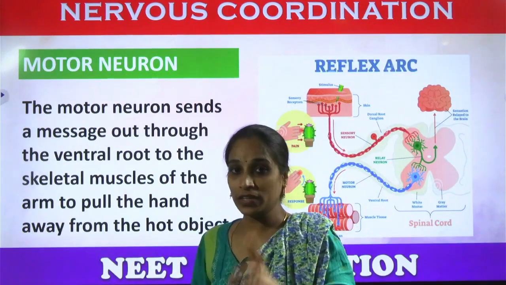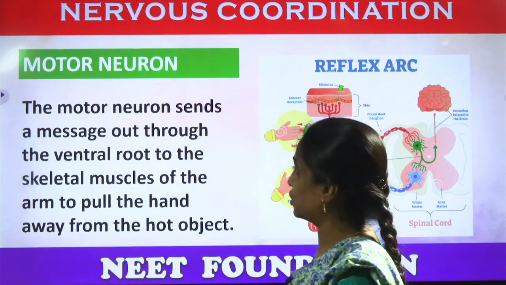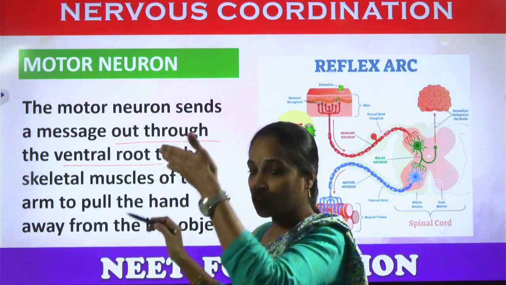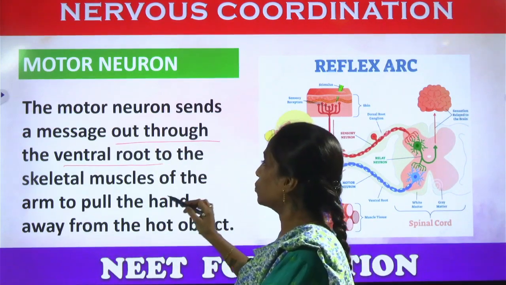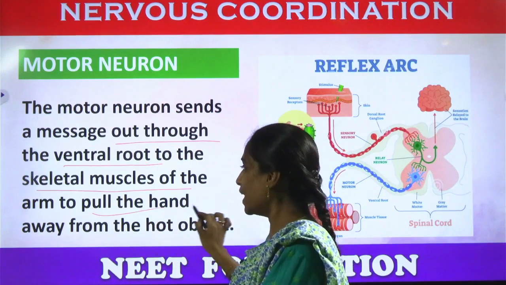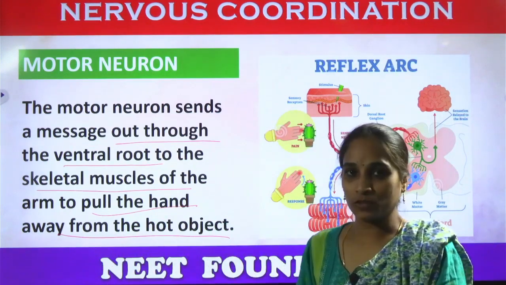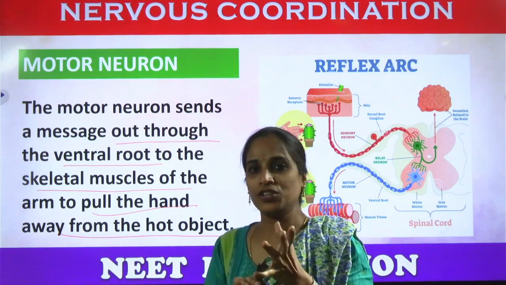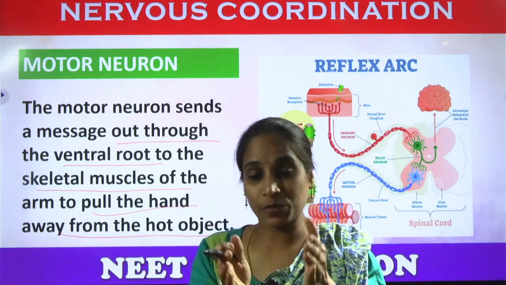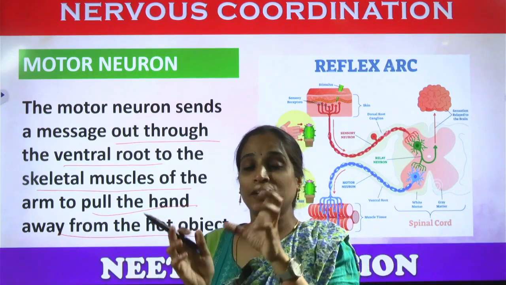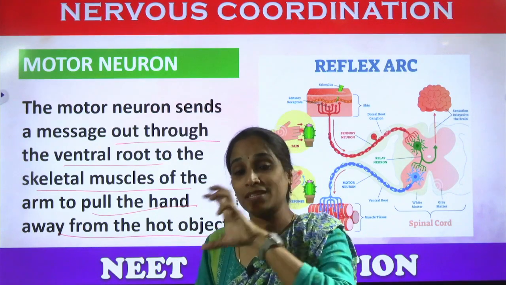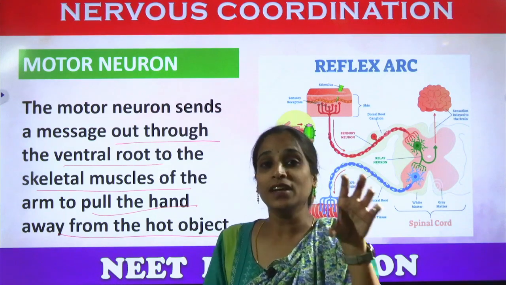Next, the function of the last neuron but not the least, which plays a very major role. The motor neuron sends a message out through the ventral root. Ventral root in the sense of the lower part. The ventral root goes to the skeletal muscles of the arm to pull the hand away from the hot object. So each and every part: the sensory neuron, the associative neuron, the motor neuron, the spinal cord, the grey matter and the synapses between each neuron, the effector organs, and exactly the connections where the receptors, the detectors and the effectors are.